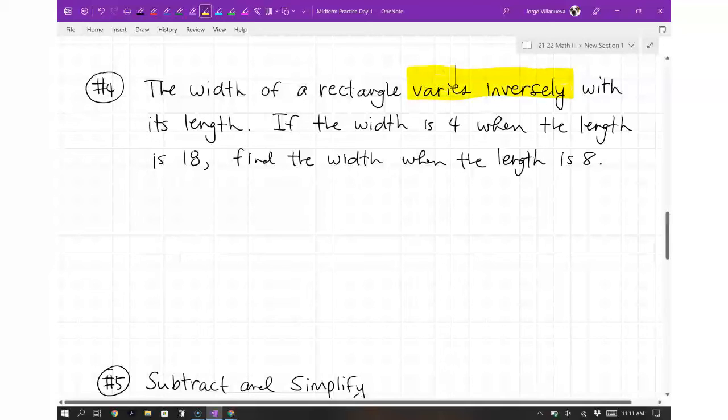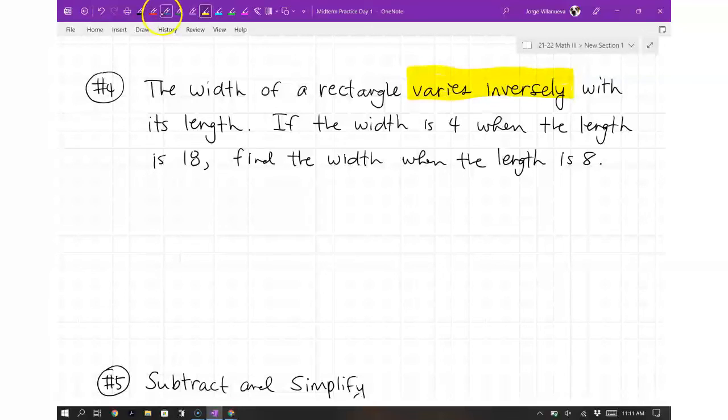So it says the width of a rectangle varies inversely with its length. If the width is 4, then the length is 18. Find the width when the length is 8. Remember, I think you need to assign letters to your dimensions. I'm going to let width be your x, and length be your y.